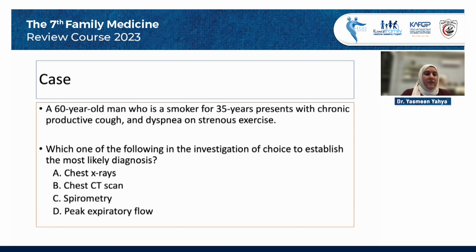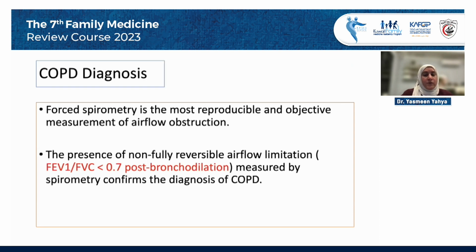So now, if you have a patient who is a smoker for 35 years and has chronic productive cough and dyspnea on strenuous exertion, which of the following is the investigation of choice to establish the diagnosis? Chest X-ray, or CT scan, or spirometry, or peak expiratory flow? The answer is spirometry. This is the most reproducible and objective measurement for airflow obstruction, and it's the gold standard to diagnose COPD.